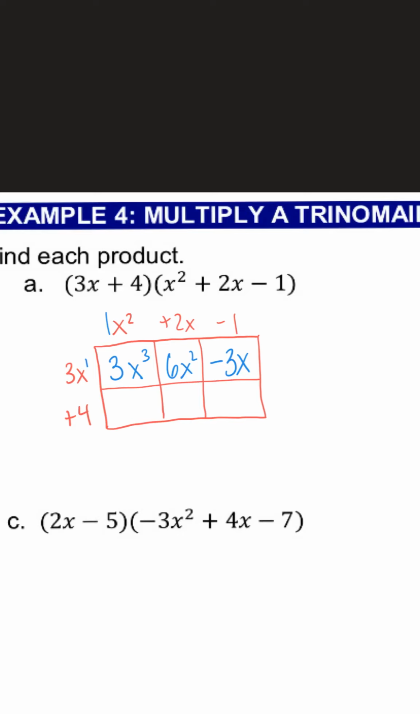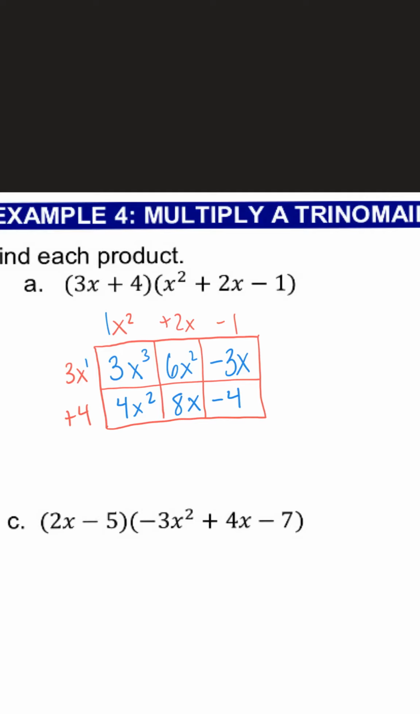Now on to the bottom row. 4 times 1 is 4. Keep the x squared. 4 times 2 is 8. Keep the x from the 2x. And then 4 times negative 1 is negative 4. Okay, so now all we have to do is simplify.